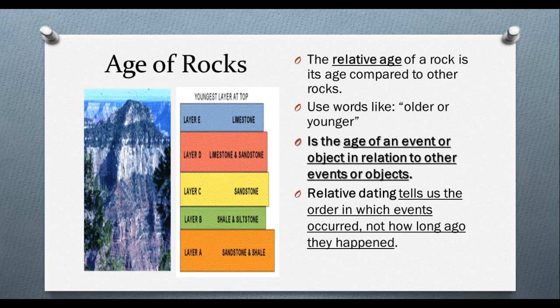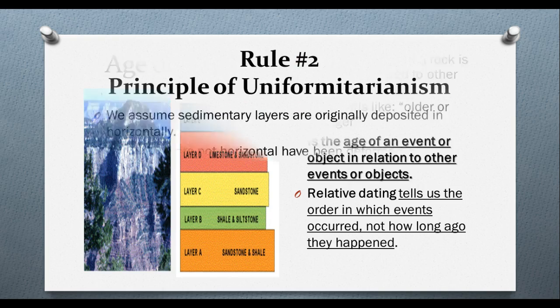So, again, relative dating is going to tell us the order that the events happened in, but not exactly when. So here from the picture, I can tell that layer A was deposited first, and then layer B, and then layer C, D, and then E. The youngest layer is at the top. I don't know exactly when they were deposited and formed, but I know which one was first, down here, layer A, and which one was last. I know the order. That's the relative age.